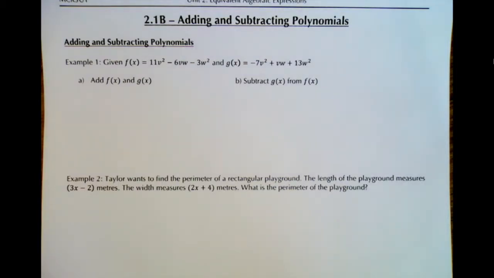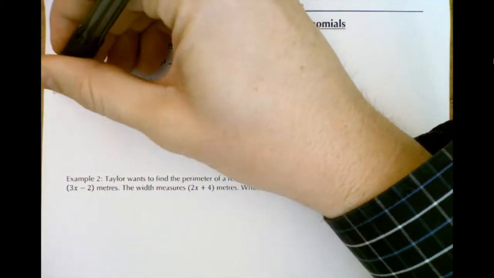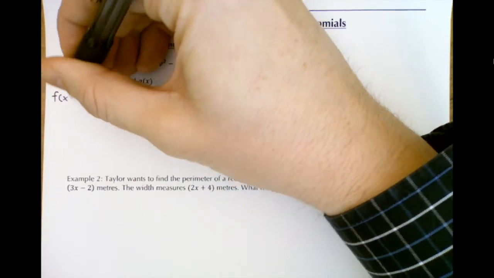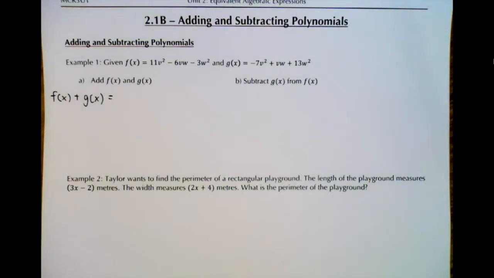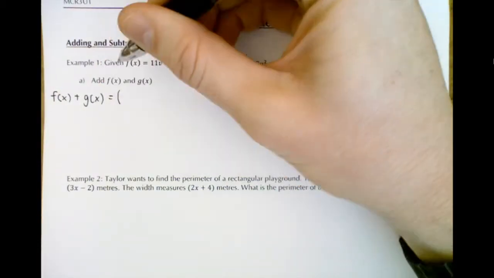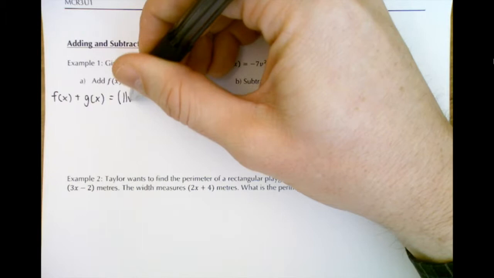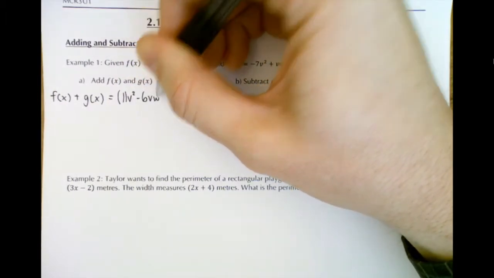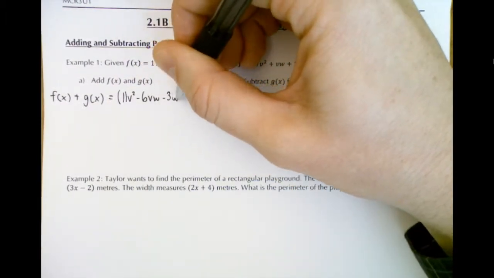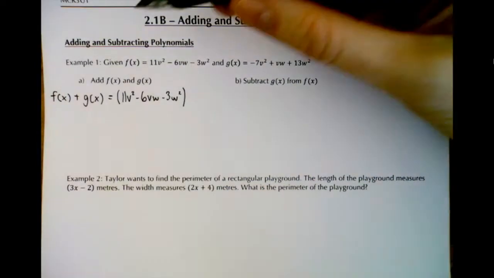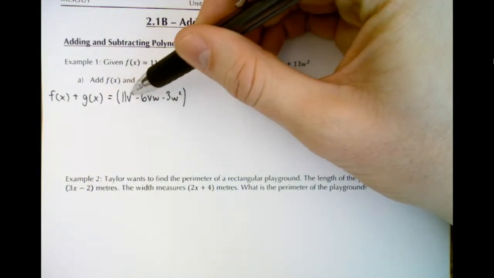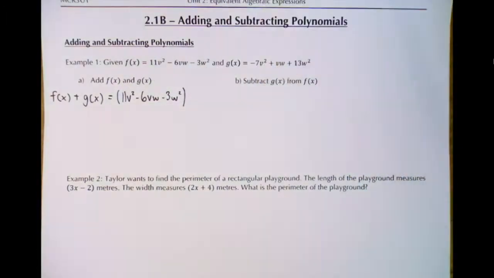So let's do an example of adding. We're going to add f of x and g of x. In function notation, it would look like this: f of x plus g of x. What's that equal? Well, I'm going to write both polynomials in brackets because anytime we replace a variable with an expression, we should do it in brackets. So start with my brackets here. F of x is 11v squared minus 6vw minus 3w squared. And this is indeed a polynomial because we have terms that are products of numbers or coefficients and variables with exponents, and all the exponents are whole numbers and positive.